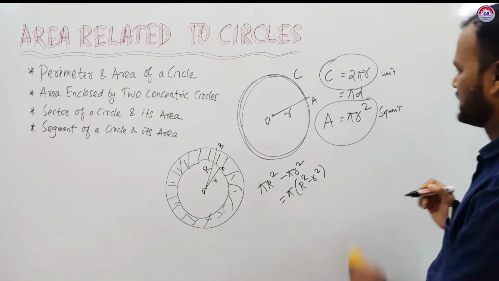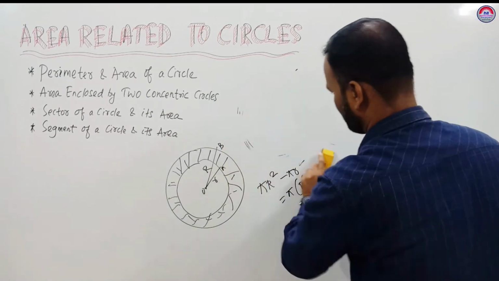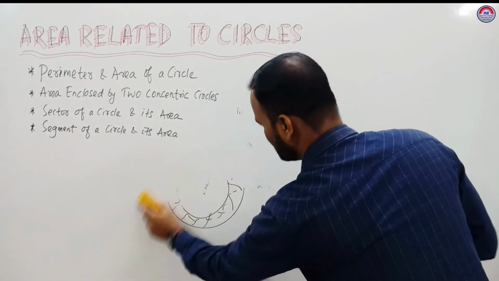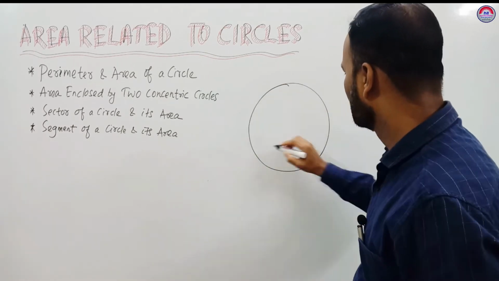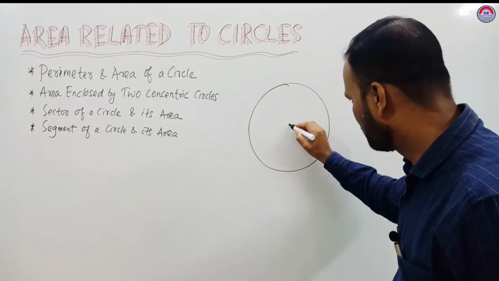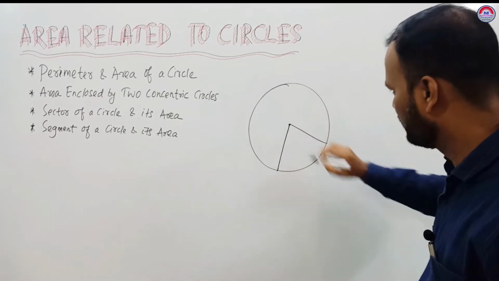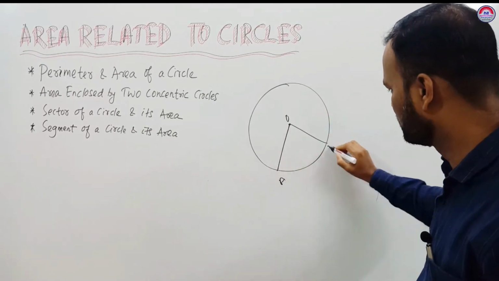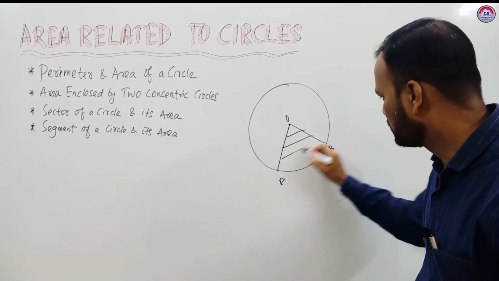Then comes sector. You see, what a sector means. Sector is a part of a circle. You see, sector. Center, this one. Sector means this one is bounded by 2 radii, O, A, B. The part of a circle. This part is called sector.